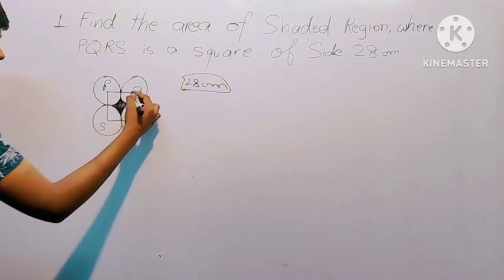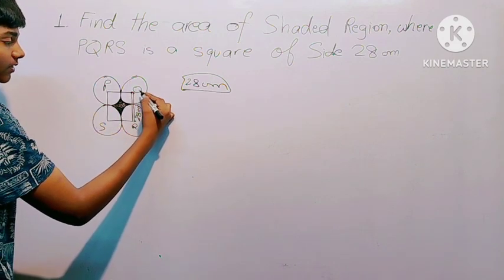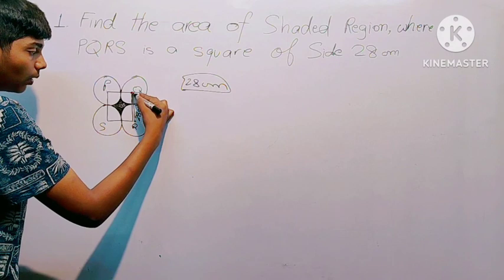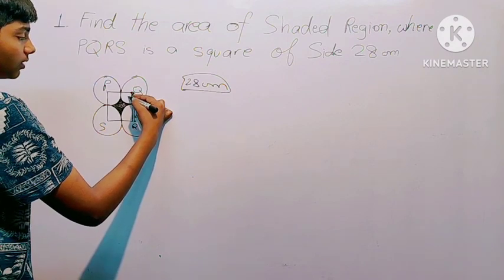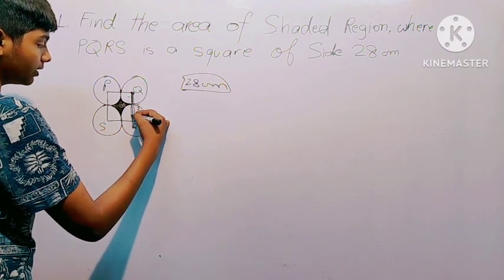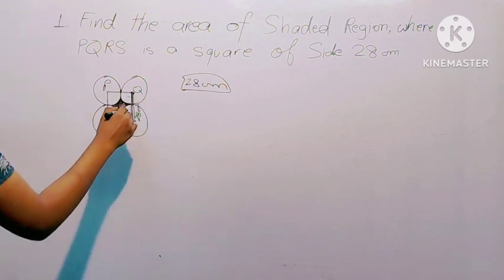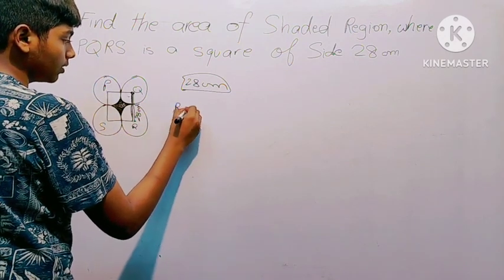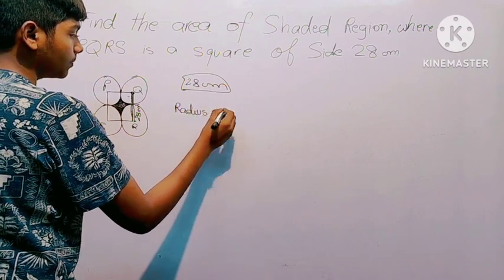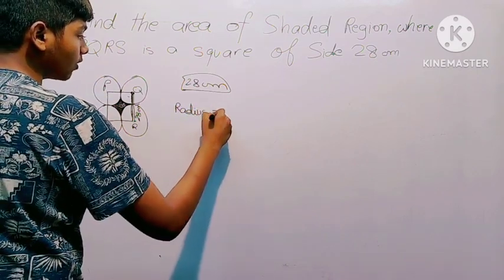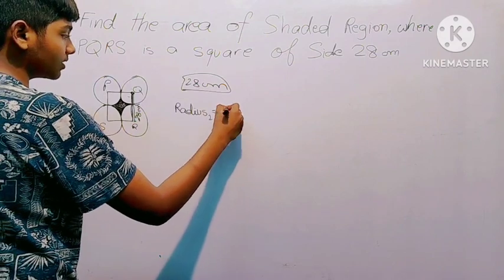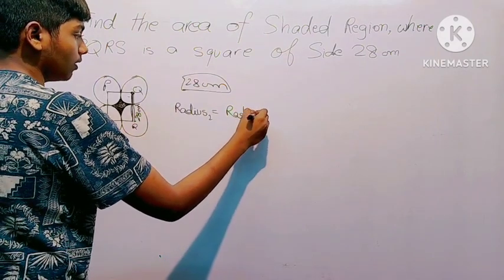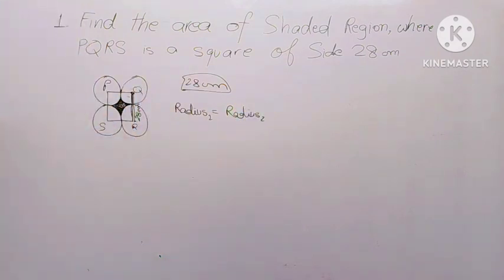Now what we can see is, from this point, which is the center of the circle, to the point on this circle, this is the radius of the first circle, and from here to here, this is the radius of the second circle. So these two would be equal. Radius 1 of this circle would be equal to the radius of that circle. Why would it be equal? Because both of these circles are equal.